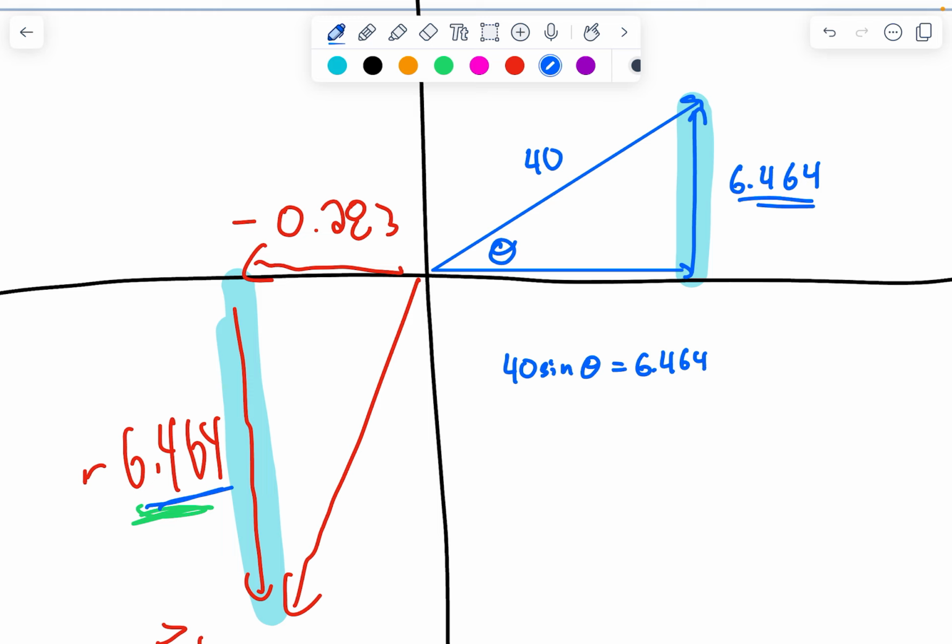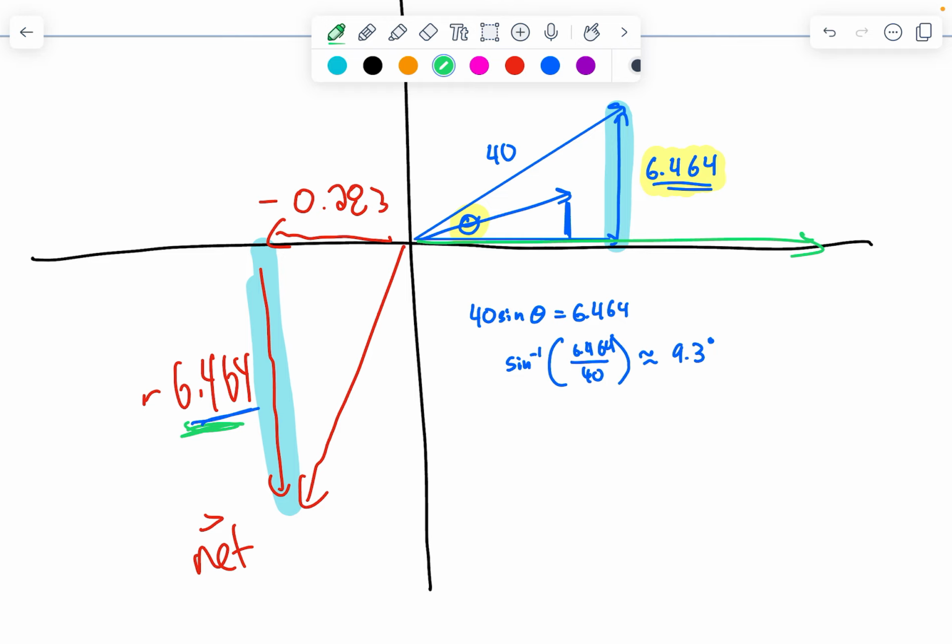We want to pick an angle to aim our boat in such that the direction in the y, or the direction towards north, south, is that magnitude. Easy. We just say sine inverse of 6.464 divided by 40. We calculate this. We get about 9.3 degrees, right? This boat's pretty strong. So even if I go a little bit off this axis, I'm gonna get enough of a counterbalance and my boat's gonna go straight this way.